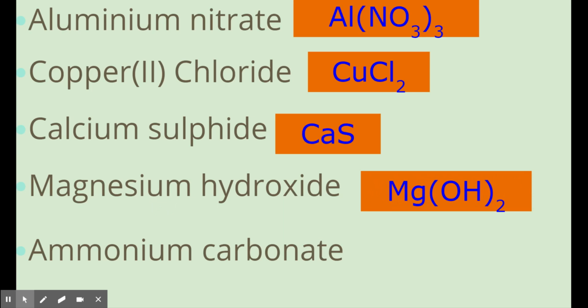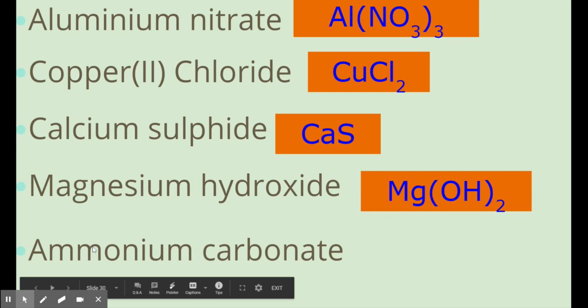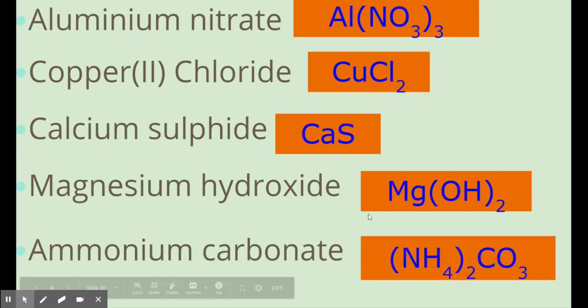Lastly is ammonium carbonate. Ammonium is a non-metallic cation, NH4 plus. So each ammonium ion has a charge of positive 1, but carbonate has a charge of 2 minus. That means we need two ammonium ions and one carbonate ion. Again, because this one is a polyatomic cation, just like carbonate is a polyatomic anion, that's why we need a bracket.